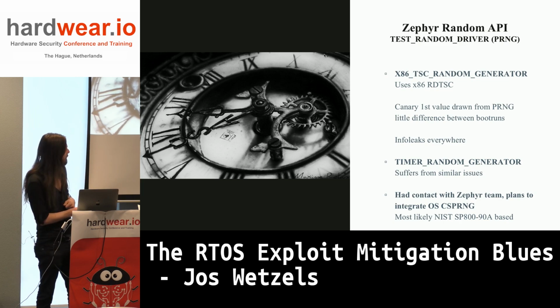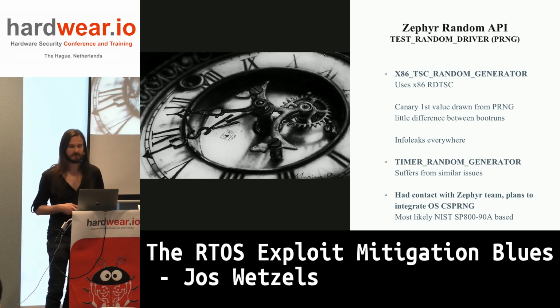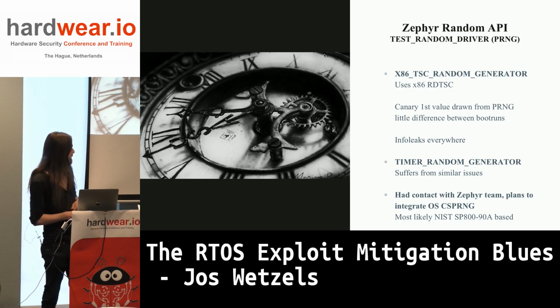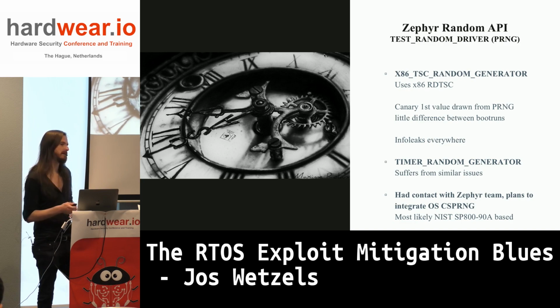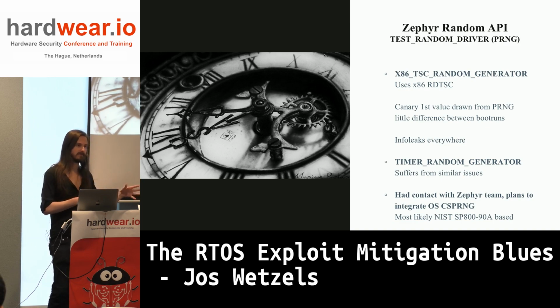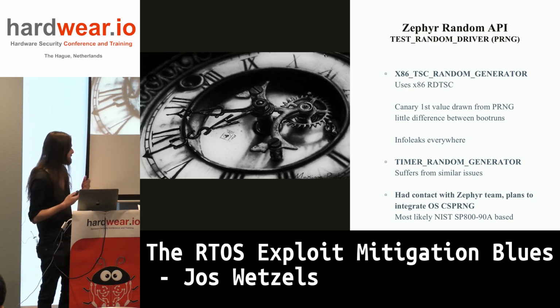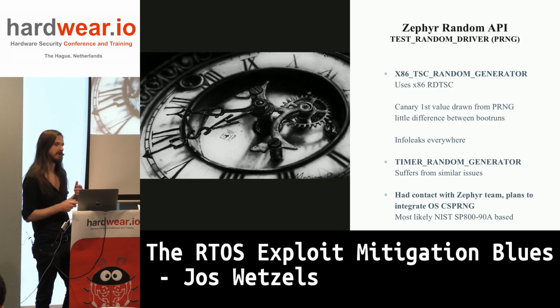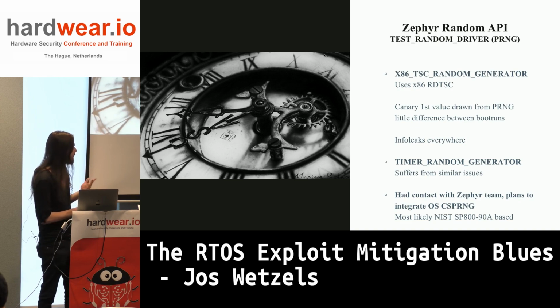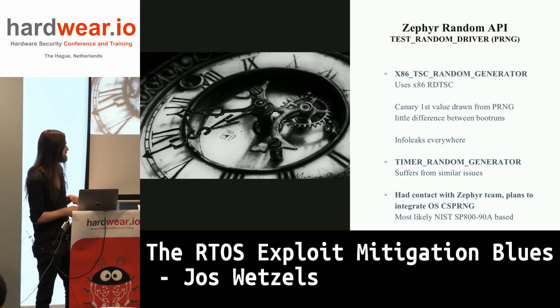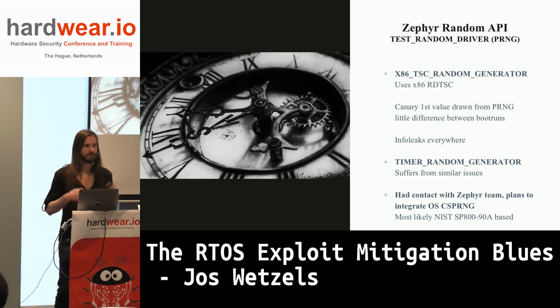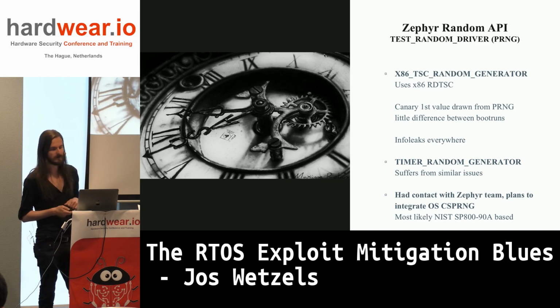And the same thing holds for their timer-based random number generator, which suffers from all the same issues, even though it's a little different implementation. I had some contact with the Sapphire team, and luckily their internal team had found some of the same issues, and they now have plans to integrate an operating system secure random number generator, most likely one based on the NIST SP 800-90A standard. So that's some good news moving forward.